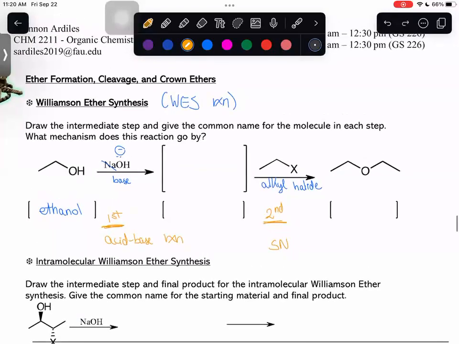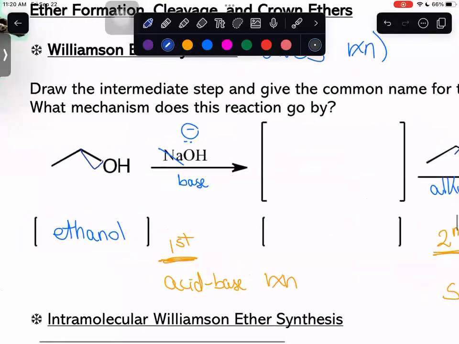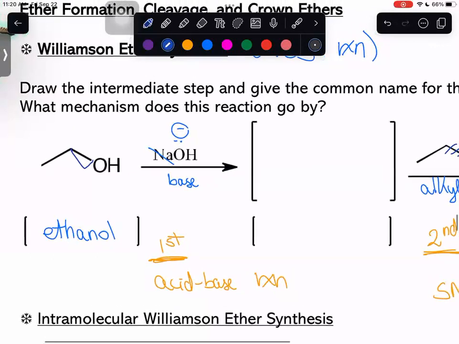Okay, now let me show you the stereochemistry in this case. Could you write the 2 and then SN? Thank you. So in the very first step, we're just going to focus on our ethanol and that hydroxide ion. If it's an acid-base reaction, we know the base is just going to take away that hydrogen. So you deprotonate that alcohol group.